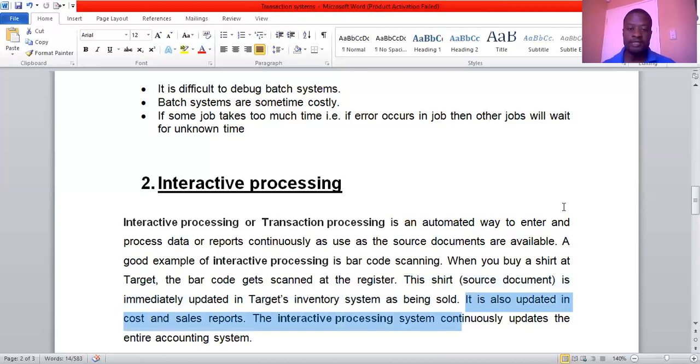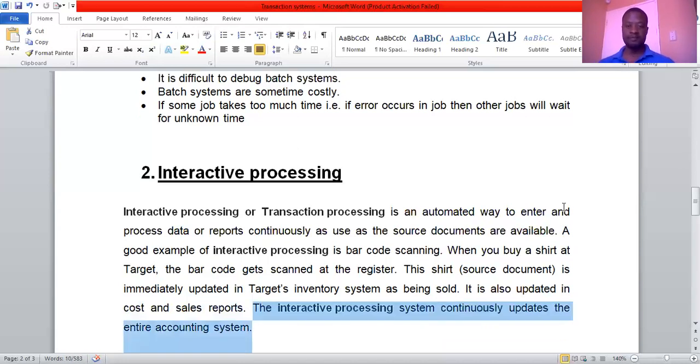It is also updated in the cost and sales reports. It updates our database depending on what fields the database has. It updates the report and cost tables, for instance, showing the price and that the item was sold. So the interactive processing system continuously updates the entire accounting system. It keeps on updating.